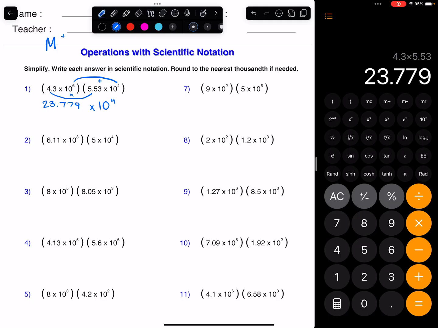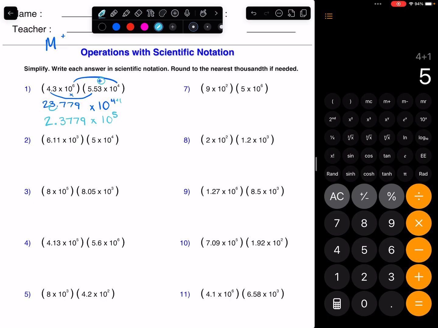23.779. Now, my problem is that 23 is bigger than 10. I cannot have that. So I need to move my decimal. And I'm going to move it over here between the 2 and the 3. So 2.3779 times 10. And now, since I moved my decimal, I have to move my exponent. Multiplication is a plus right here, so we're just going to plus 1 because I moved 1. So 10 plus 1 is 11. So my final answer is 2.3779 times 10 to the 11.